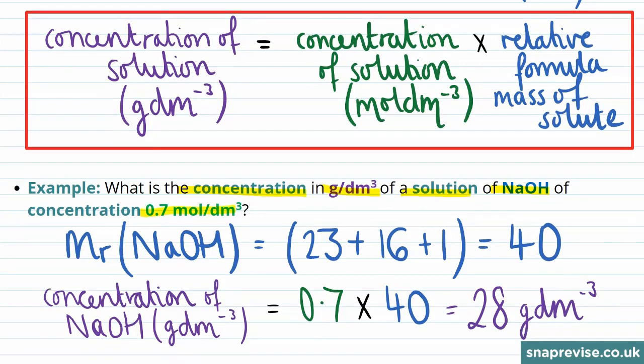We can think of this as if you needed to create a solution of 0.7 moles per decimetre cubed.